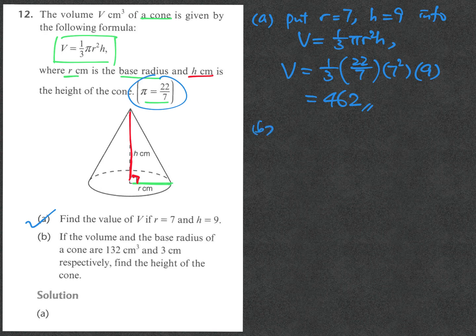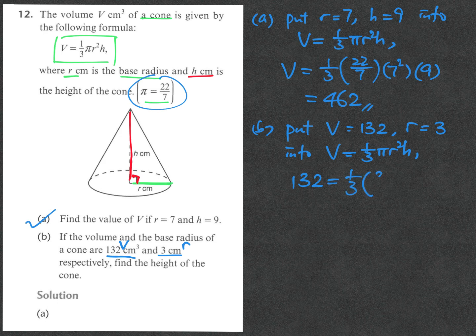The second question will be, now the volume will be 132, which is your v, base radius will be your r, respectively, and you have to find the height of the cone. So the question looks very hard, but it is still doing substitution. This time we put v to be 132, radius to be 3, into, once again, the formula v is 1 over 3 pi r squared h. So you have to do the question very patiently, because now 132 is on the left hand side, 1 over 3, 22 over 7 stands for pi, radius is 3 squared, and h is over there.